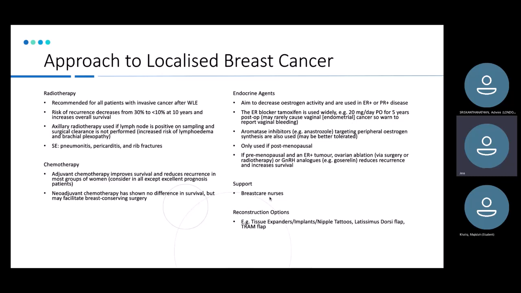And then other things, it's important you have breast care nurses, and then reconstructive options. There's a lot, and it's very much a patient dependent thing if they wish to have it, and then also if the specific type of reconstruction is appropriate for them. And that's a discussion that they can have later down the line if they wish.